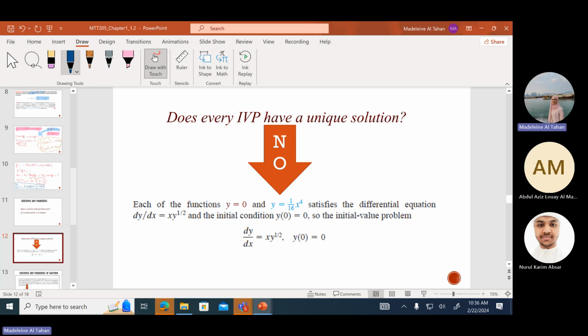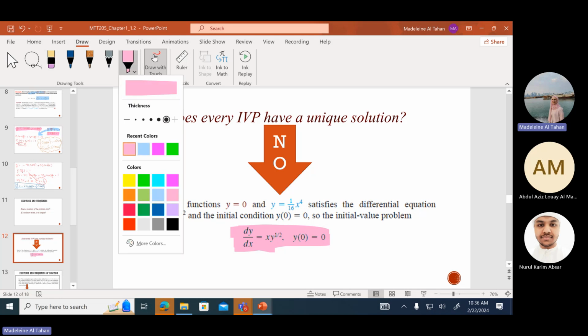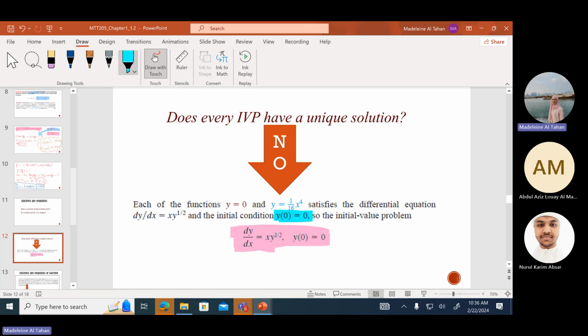Here we are giving an example of an initial value problem. Do you remember this problem? We just proved that y equals x to the power 4 over 16 is a solution, right? With the initial condition y of 0 equals 0, how many solutions do we have here? We are saying that y equals 0 is a solution. Why? Because if we substitute it, it's true. And y equals x to the power 4 over 16 is also a solution.